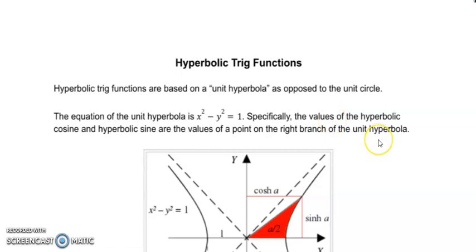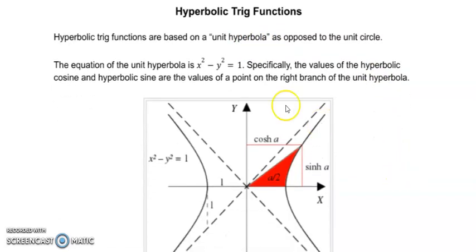All right, we're going to discuss hyperbolic trig functions. It's an interesting concept because you are used to learning about trig functions and trig ratios as based on the unit circle, whereas hyperbolic trig functions are based on what we call the unit hyperbola. And the unit hyperbola has this equation, x squared minus y squared equals 1.